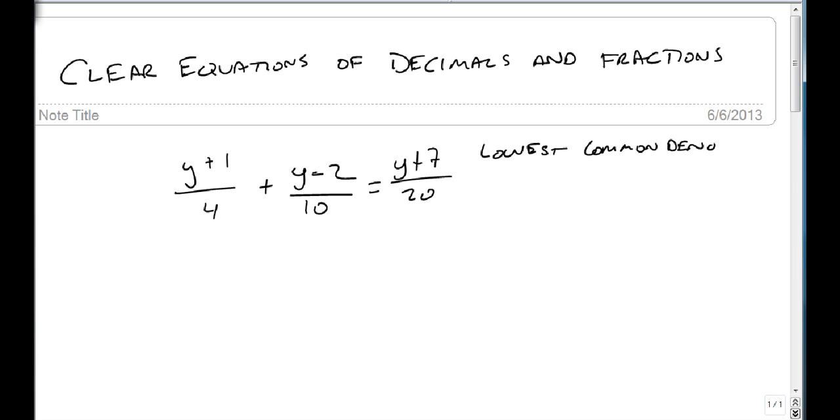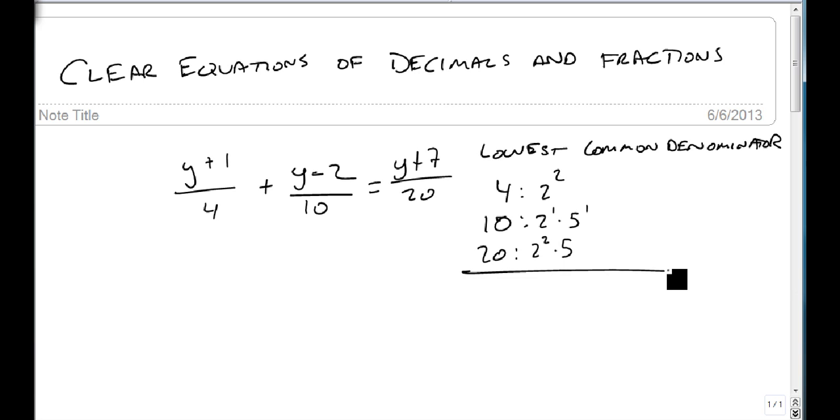which is the smallest number that every other denominator divides into. So the smallest number that 4 divides into, that 10 divides into, and that 20 divides into. There are several ways to do this, but my preferred method is to look for prime factorization. So 4 is 2 squared. 10 is 2 times 5, and there's only one 2 and one 5. And 20 is 2 squared times 5, because 2 times 2 is 4, and 4 times 5 is 20.